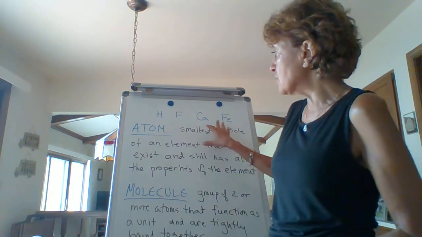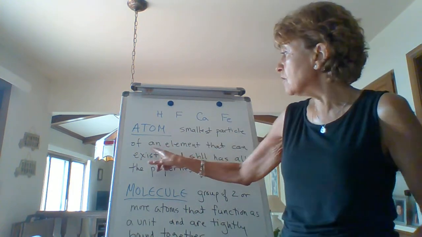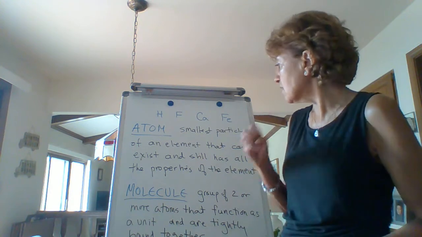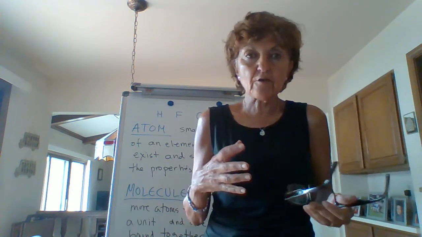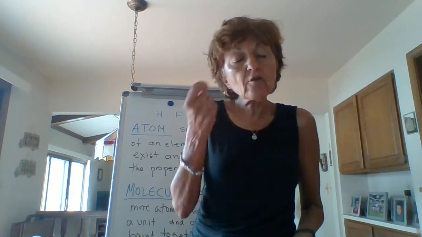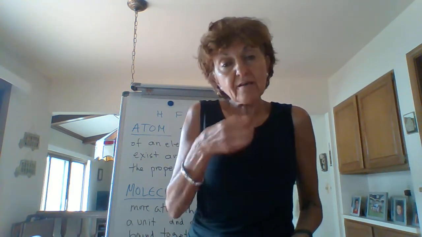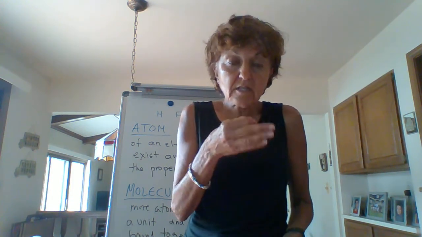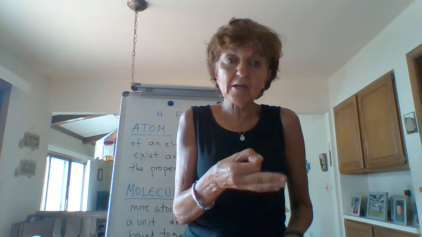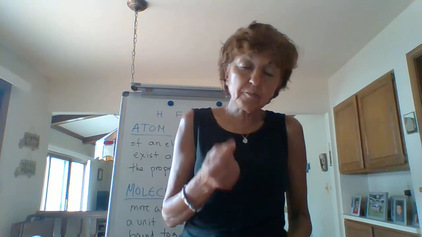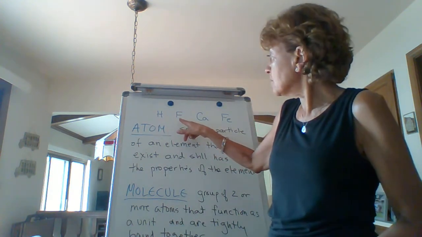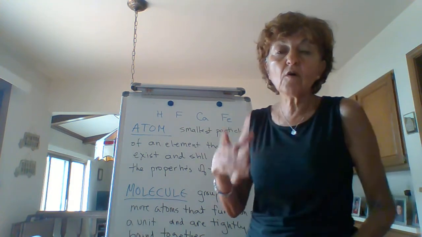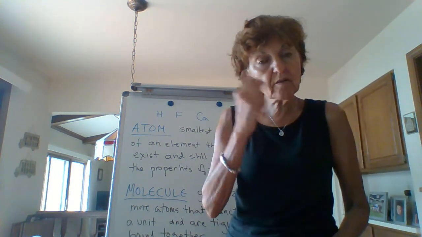An atom, the definition is right here for you guys, is the smallest particle of an element that can exist and still has all the properties of that element. So if you have, for example, a piece of iron metal, you have millions and millions of iron atoms that make up that full chunk of iron metal. The smallest piece of that iron chunk is one iron atom, and it has all the properties of that same big chunk of iron. Hydrogen is an atom, fluorine, calcium, iron. These are all elements. The smallest particle is an atom.